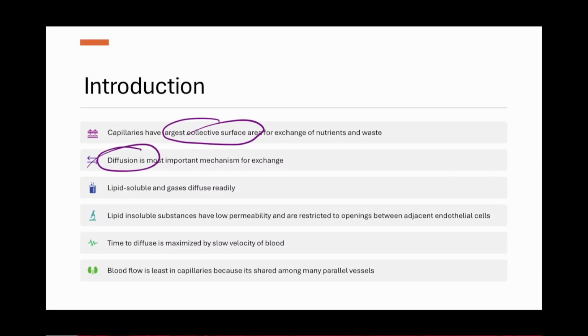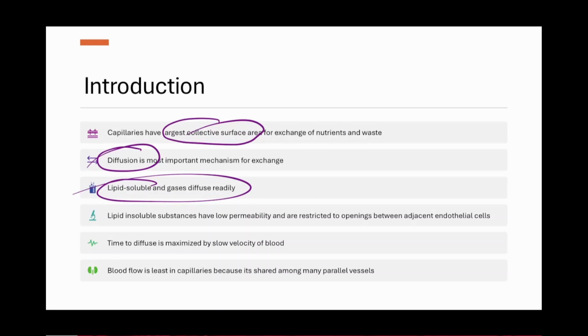Diffusion is the most important mechanism for exchange. So the distance a solute has to diffuse is going to make the diffusion go slower or faster. If the distance increases for diffusion, does diffusion go slower or faster? Slower. We're increasing the distance it's got to travel. Lipid soluble substances and gases diffuse readily. Phospholipid bilayer. Gases are lipid soluble. They go right through, no problem. No issues there.